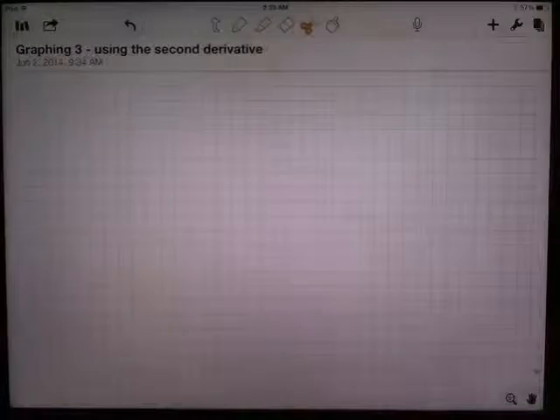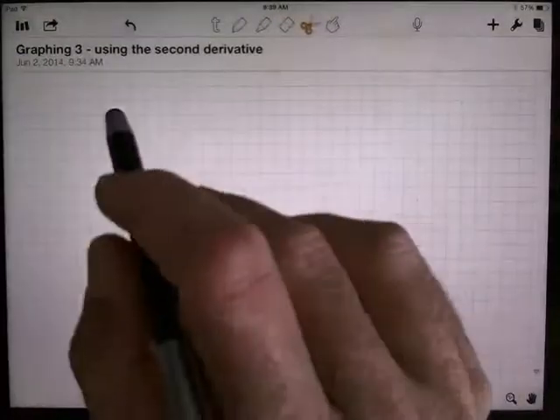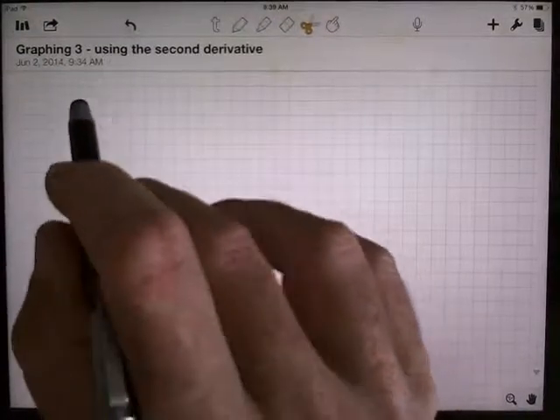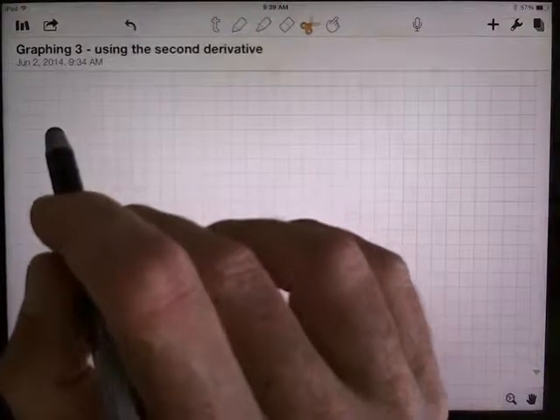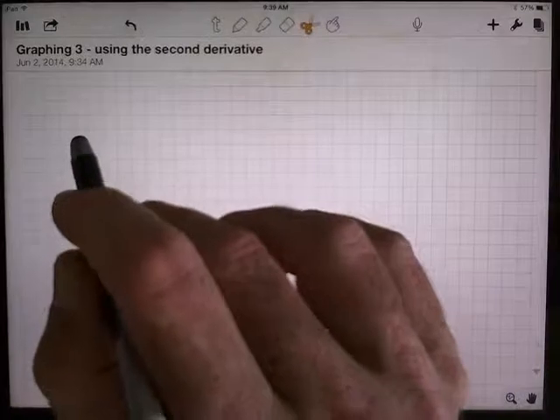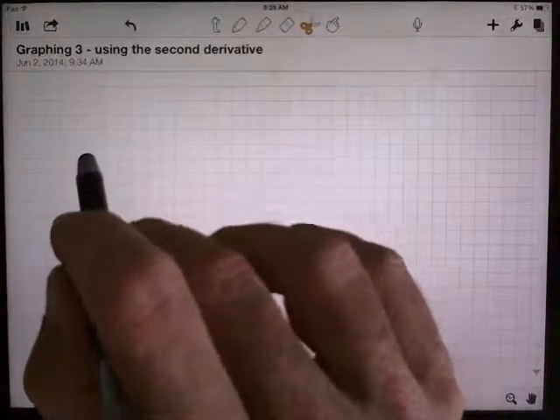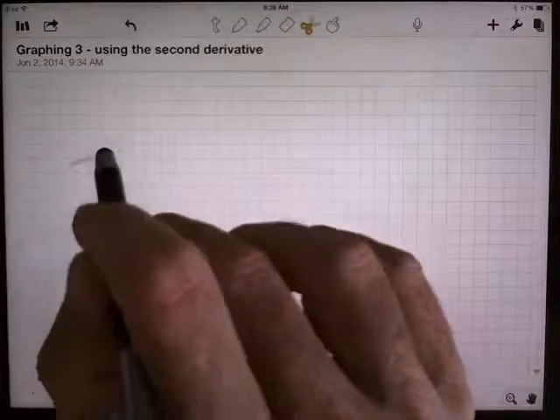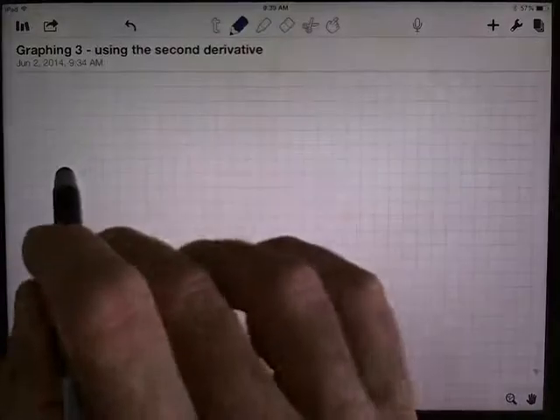All right, now I want to take a look at how the second derivative affects the graph and what it tells us about the graph. So, the second derivative is telling you how the first derivative is changing, right? So, if you had something like this here, let's say my tangent line looks like that.